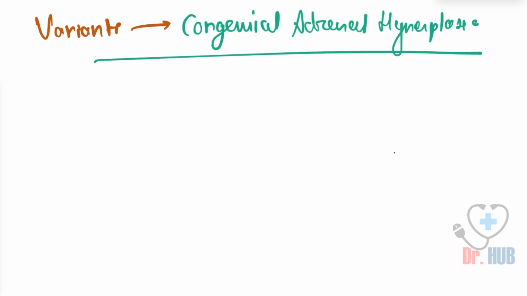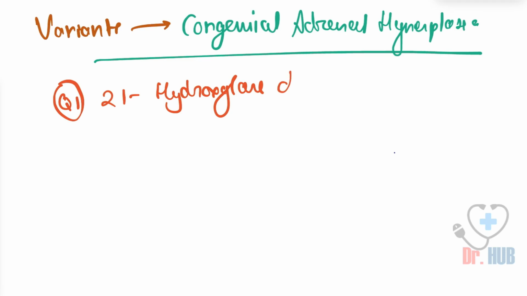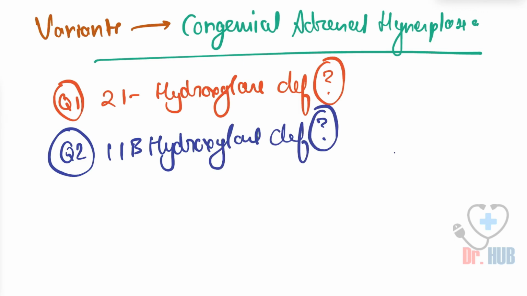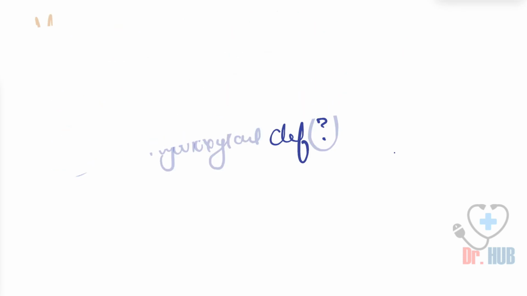So to begin with questions, the first question is, talk about the variant that is 21 hydroxylase deficiency. The second question will be, talk about the 11 beta hydroxylase deficiency. So we'll find out these answers in this video and learn a lot more.